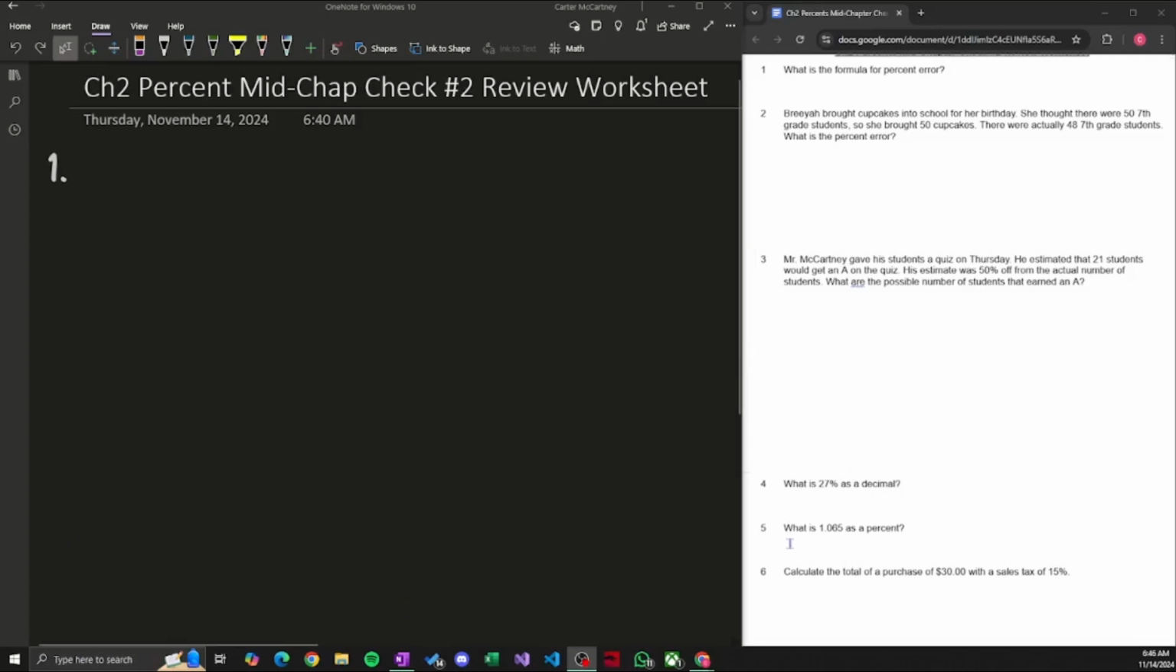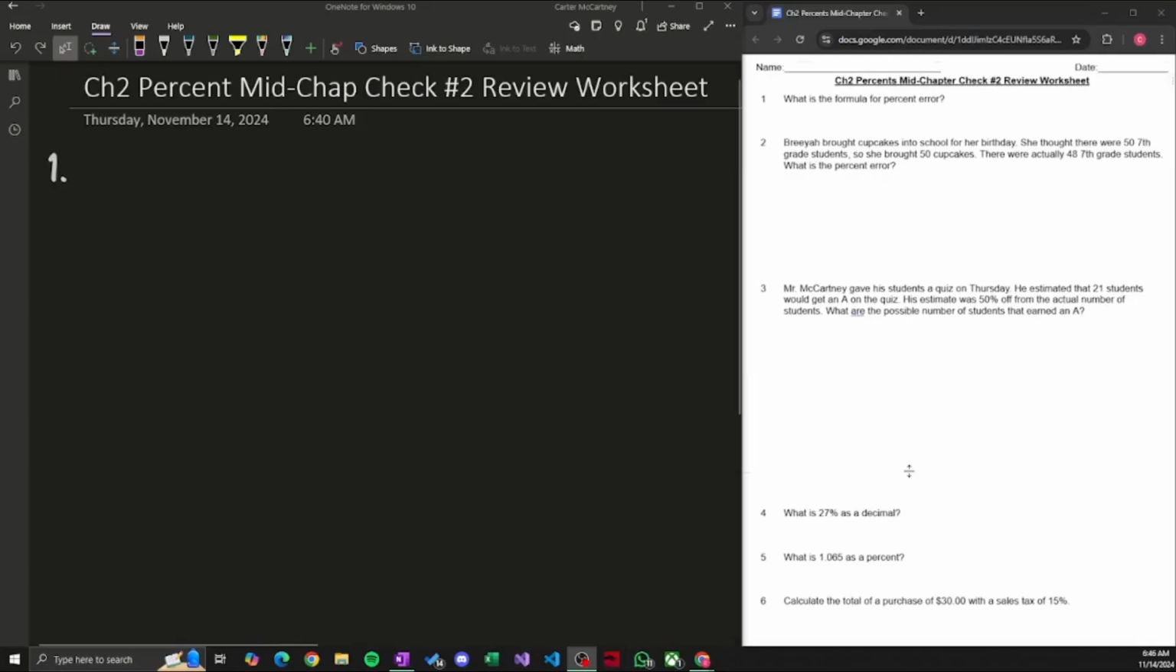Let's review this review. It is the Percents Mid-Chapter Check 2 review worksheet. Now, we started this in class. One of the classes got almost all the way through it, but the other class didn't get very far. And there were, of course, some absences, so I'm going to review everything. Go ahead and skip past number 1 and 2 that we covered in class if you already got it.